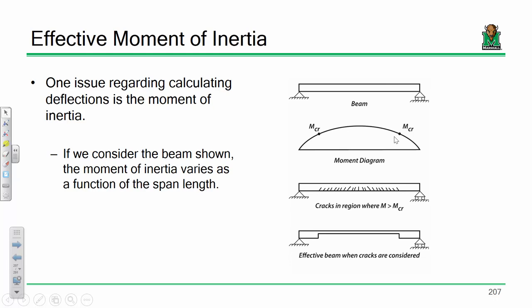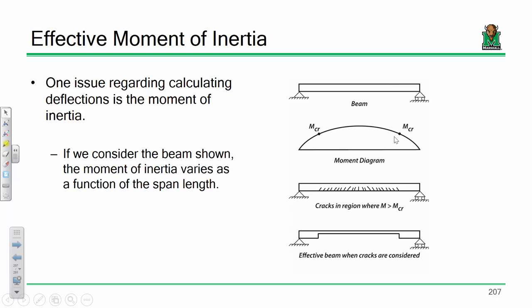So how do we calculate the cracking moment? Remember, it's FR times IG divided by YT. Remember that? Okay, so let's say here's the beam and the cracking moment is right there, okay? Looks to me that if I'm looking at this moment diagram as a whole, there are some regions of this beam where the bending moment exceeds the cracking moment and some regions where it doesn't, right? So if I'm computing the deflections on this beam, really what I would be concerned with is something like that.